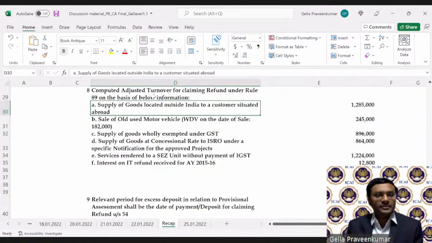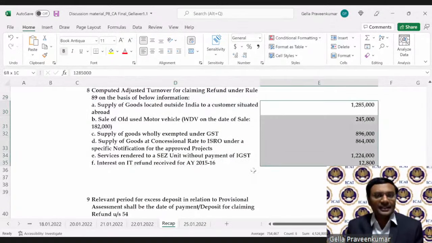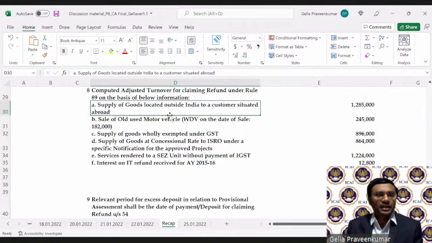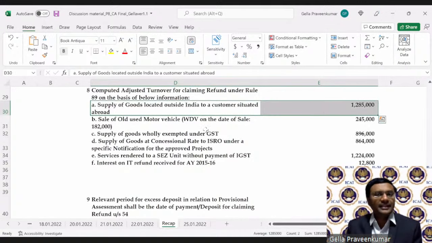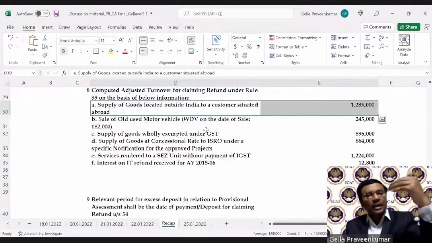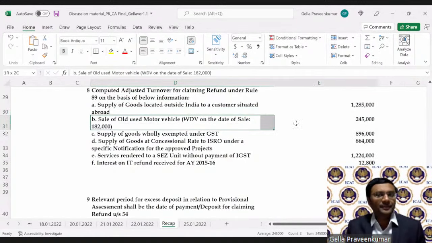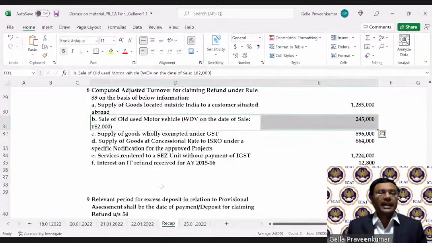First point, they have given certain transactions, students. Based on these transactions, we have to calculate what is the adjusted turnover. Supply of goods located outside India to a customer situated abroad. There is a transaction where goods which are outside India are supplied to a customer who is located abroad. That is transaction A. Transaction B.